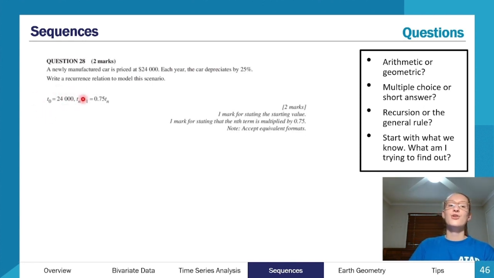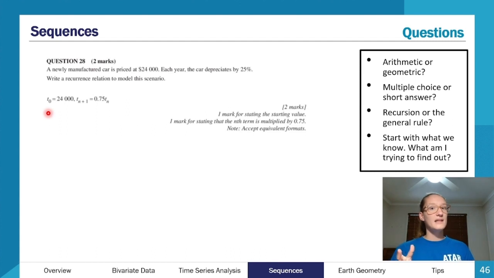And this is an interesting note here. I kind of alluded to this a bit earlier as well. Why am I saying T0 equals $24,000 when normally we start with T1? This is where it gets quite tricky: sometimes in word problems, depending on what we've defined our variables as, we actually start with T0. In this scenario, we've defined n as after every year that's passed. So T1 is after 1 year has passed.